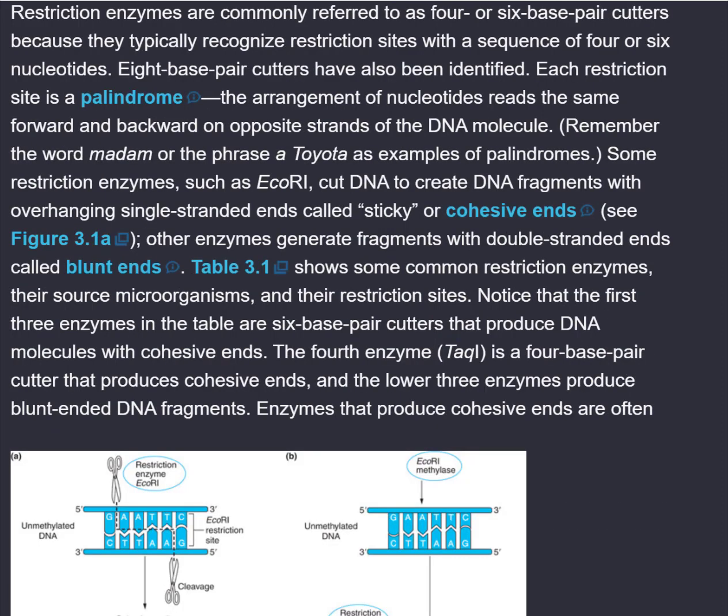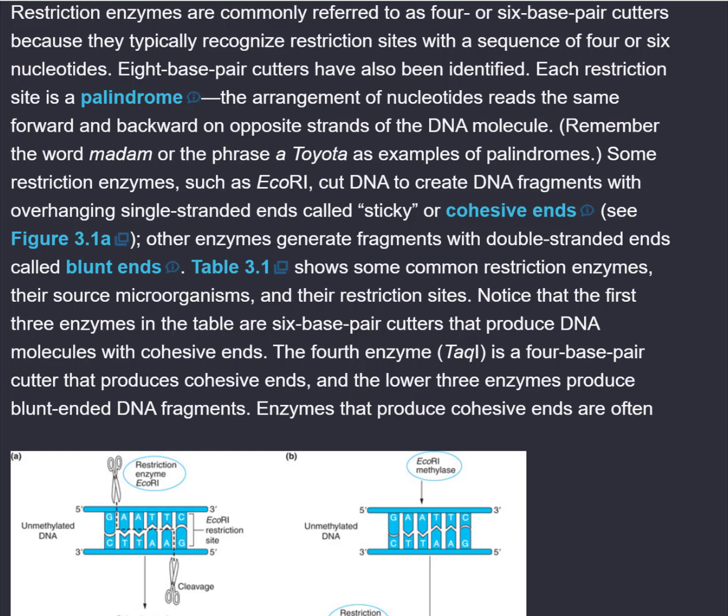Restriction enzymes are commonly referred to as 4 or 6 base pair cutters because they typically recognize restriction sites with a sequence of 4 or 6 nucleotides. 8 base pair cutters have also been identified. Each restriction site is a palindrome. The arrangement of nucleotides reads the same forward and backward on opposite strands of the DNA molecule. Remember the word madam or the phrase a Toyota as examples of palindromes.